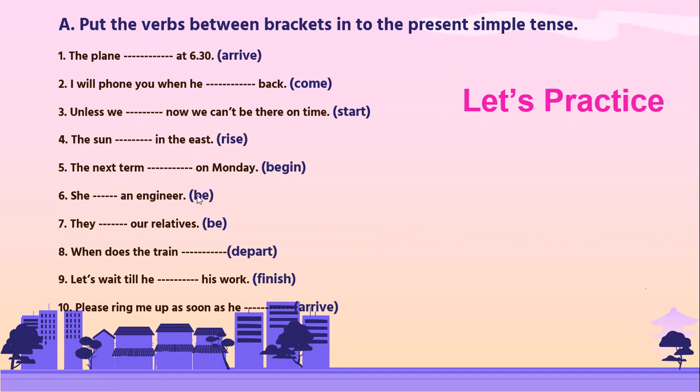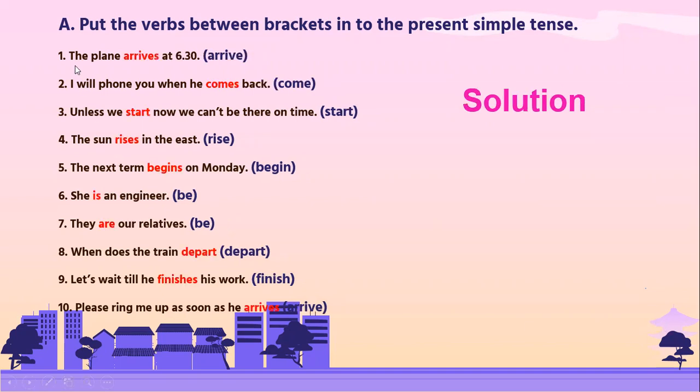She (verb to be) an engineer. They (verb to be) our relatives. When does the train (depart)? Let's wait till he (finish) his work. Please ring me up as soon as he (arrives). You have to write them in the present simple tense. So also take some time, look at them, solve them, and then you will have the answers.